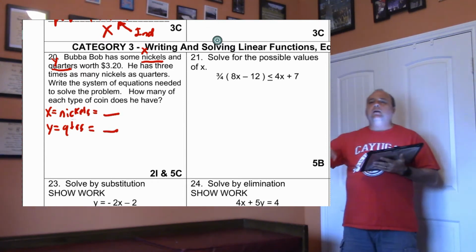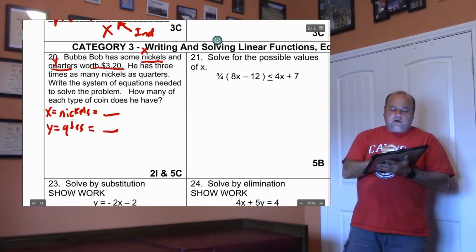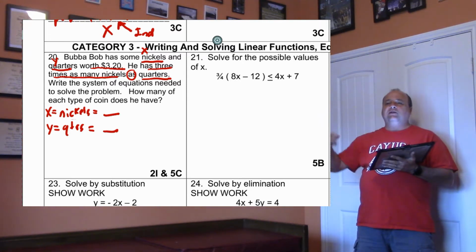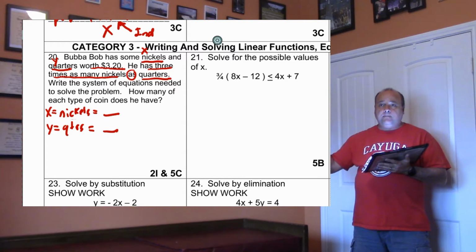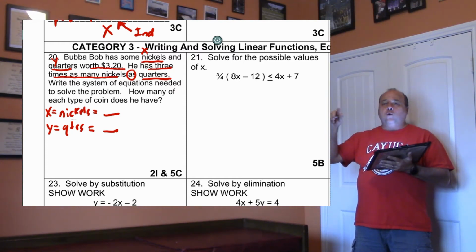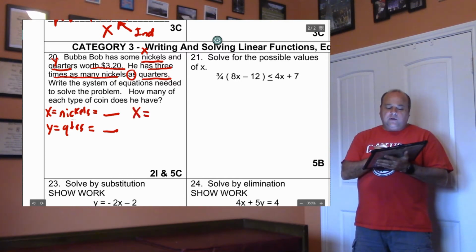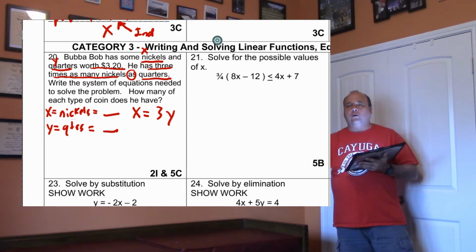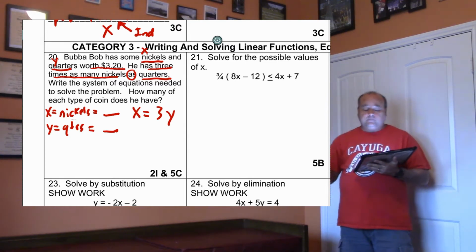Since it is a word problem, all we have to do is use the calculator. Bubba Bob has some nickels and quarters worth $3.20. He has 3 times as many nickels as quarters. So which one does he have more of? Does he have more nickels or more quarters? He has 3 times as many nickels, so we have to multiply the quarters by 3 to get the number of nickels. So x is going to equal the number of quarters times 3. Let's say we have 5 quarters. If I multiply that by 3, I get 15, that would be the number of nickels.